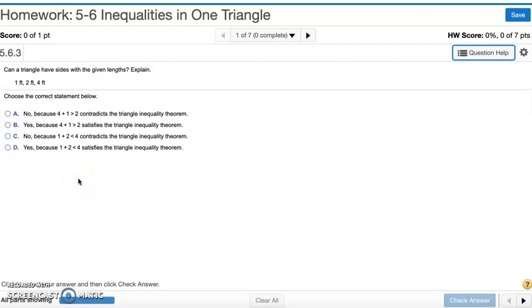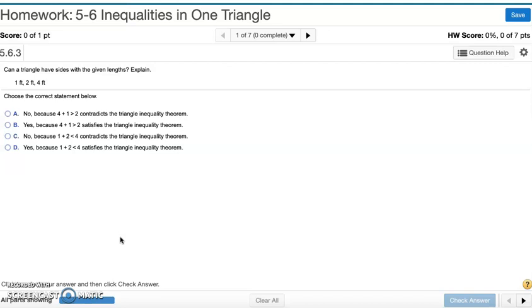5.6. Inequalities in one triangle. The triangle inequality theorem states that the sum of any two sides of a triangle must be larger than the length of the third side. So number 1, can a triangle have sides with the given lengths?